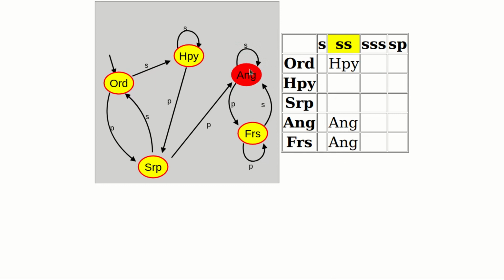Let's try the other things. What happens if you start with happy? Well, happy remains happy. What happens if you start with surprised? That is also happy. So you see, this SS, this input word, defines a function from the state space to itself. Odd is mapped to happy, happy is mapped to happy, surprised is mapped to happy, angry is mapped to angry, and furious is also mapped to angry.